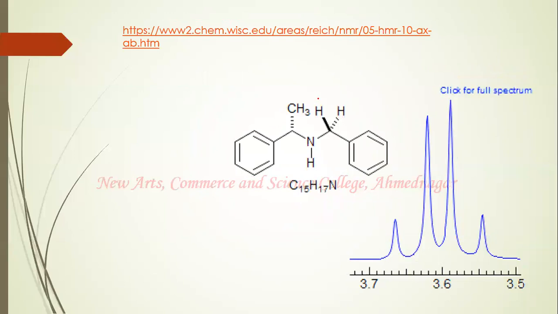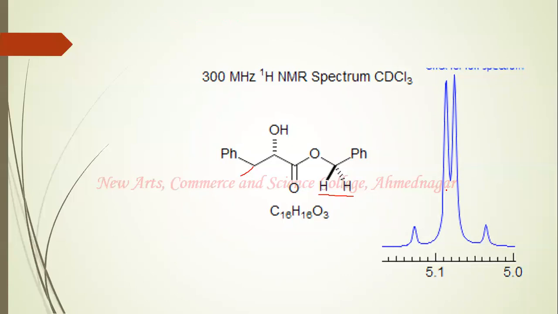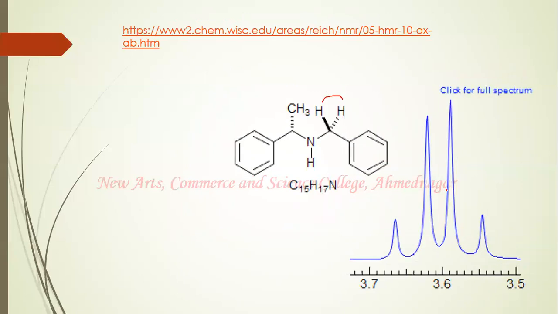This is one more example of an AB quartet. These are the two protons which give the AB quartet. Now the appearance of this AB quartet and the previous AB quartet, you will notice there is a great difference. So depending on the chemical shift value difference, the AB quartets can have different appearances and we may get confused here.